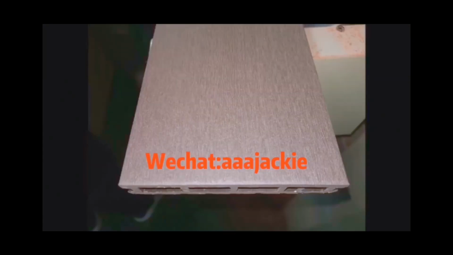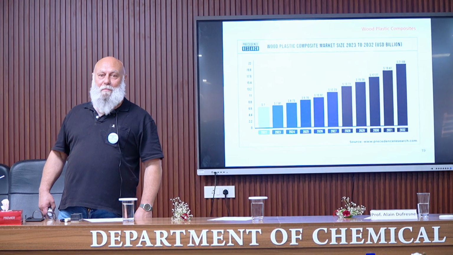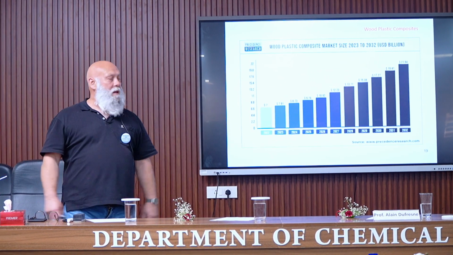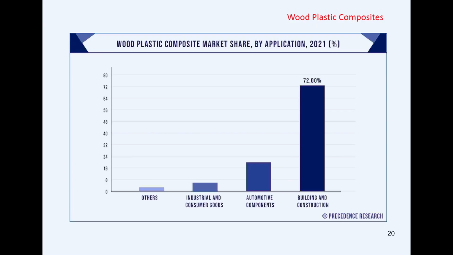Okay. So this is just some data about the wood plastic composite market with some predicted evolution. It is supposed to increase, but I think that it is the case for any product, because the population is increasing and the demand of the population is increasing, meaning that the demand of material is increasing. So this is by application, just to show you that building and construction is an important market for this.